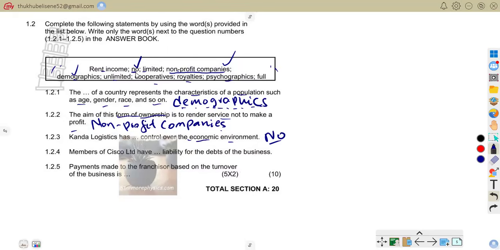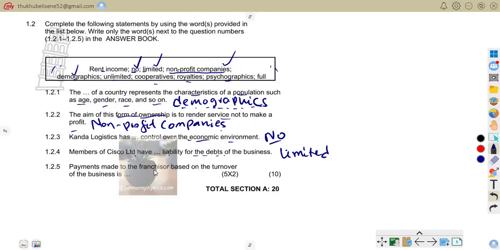So now let us move on, good people, to another question. 1.2.4: members of Cisco Ltd have dash liability for debts of the business. They have limited liability, a company structure limiting owners' liability to their investment. So if the business goes bankrupt, their personal belongings are safe. They are protected.